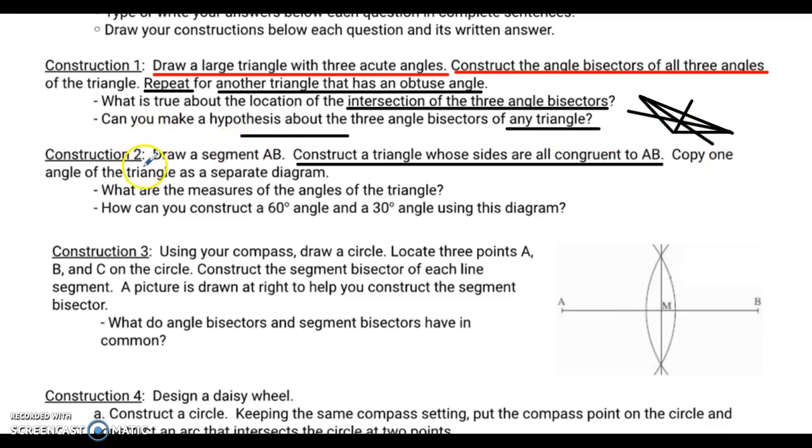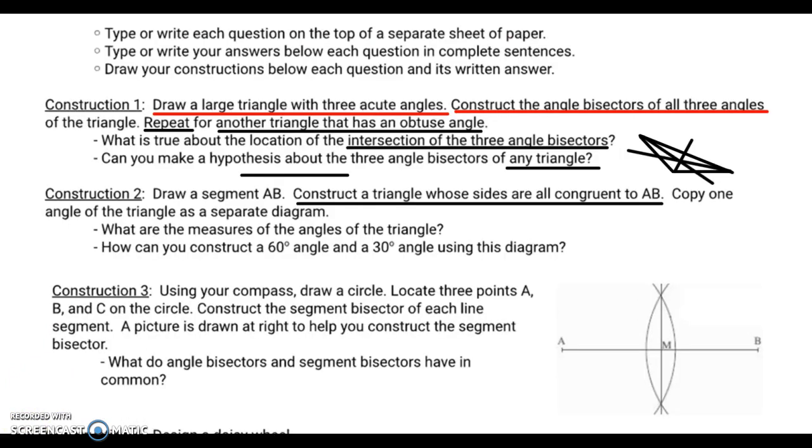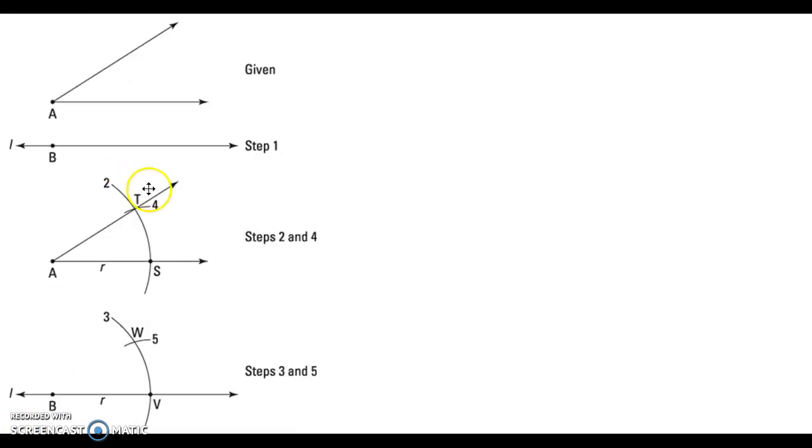Then it says copy an angle of the triangle as a separate diagram. That's another construction that we did in class. We did copies of angles, and I also have pictures to show you about that. You should recall that copying an angle requires a couple of steps. My first step here is taking the angle that's given to me and drawing a ray. In this case, they drew a line, but they didn't really need to draw a whole line. They just needed to draw this ray part.